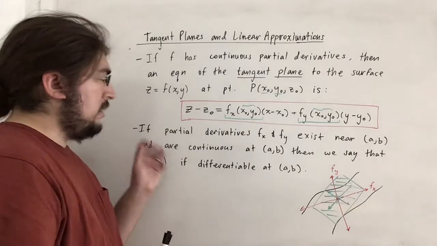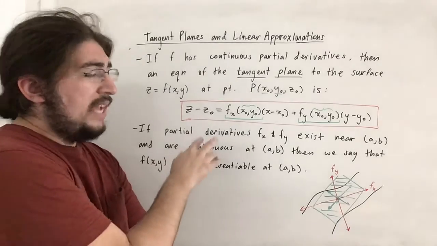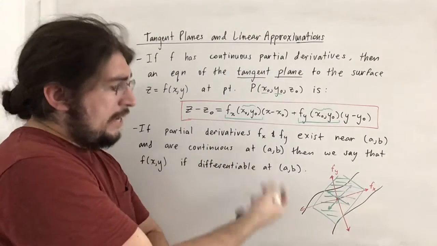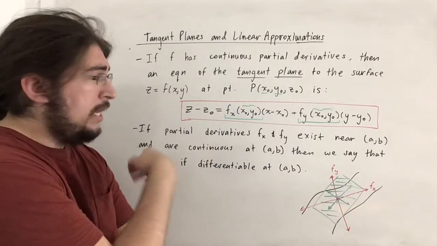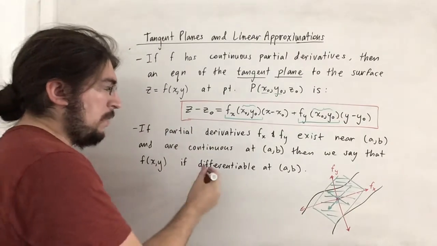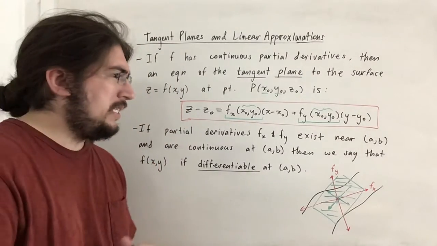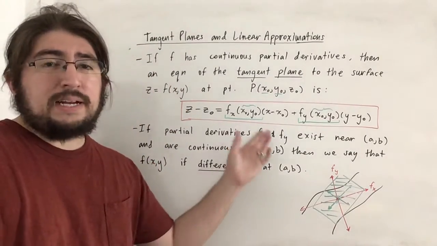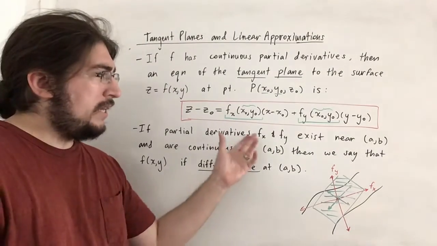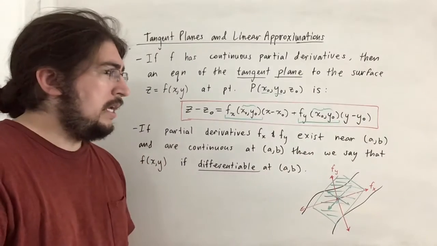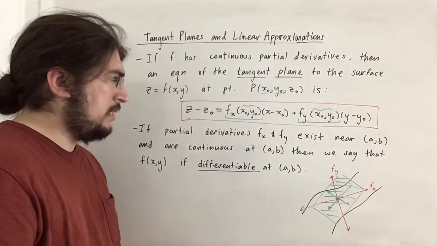All right, so now I want to discuss the language a little bit. I say if partial derivatives fx and fy exist near a point a comma b and are continuous at the point a comma b, then we say that the function f of x comma y is differentiable at a comma b, which I know is kind of funny to say, but really if fx and fy exist, then we can say that this function is differentiable. In reality, they need to exist at most near this point. They don't really need to exist at that point, but that conversation gets a little technical as it turns out.